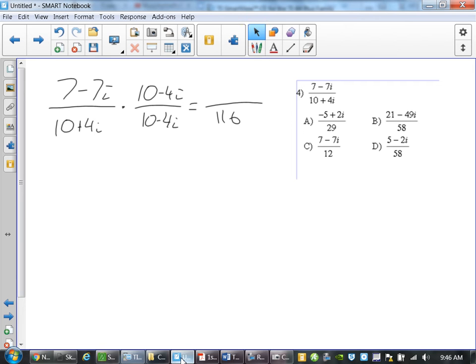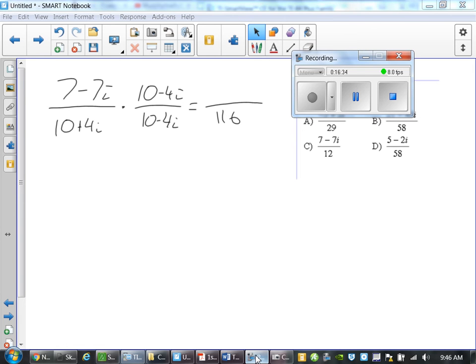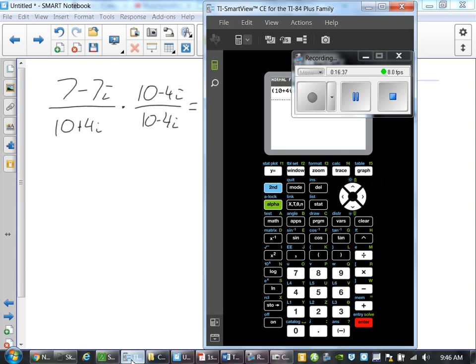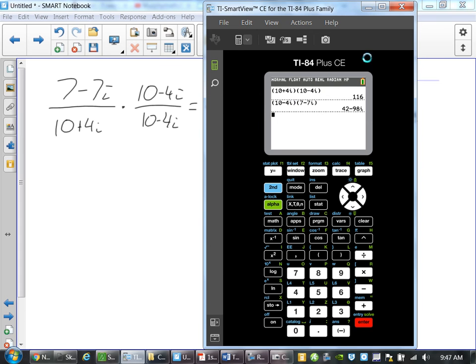I was trying to do it by hand. It's confusing, so I'll let you use your calculator. And then if you do the top part, you'll see what happens. Then you get 10 minus 4i times 7 minus 7i, which is 42 minus 98i.